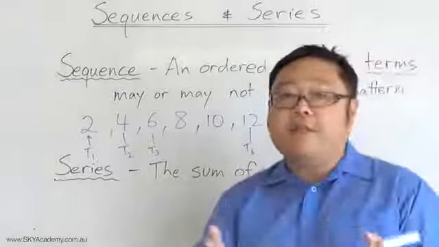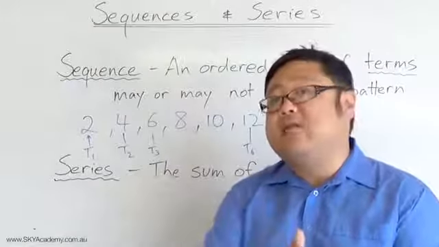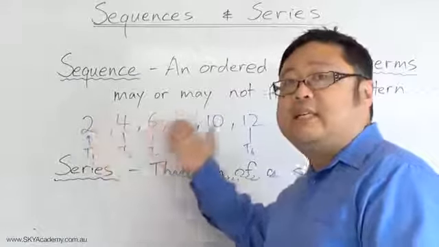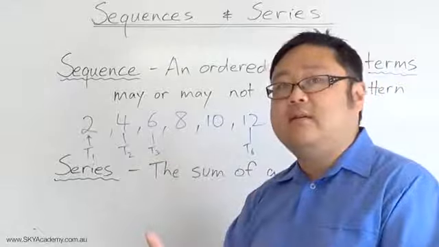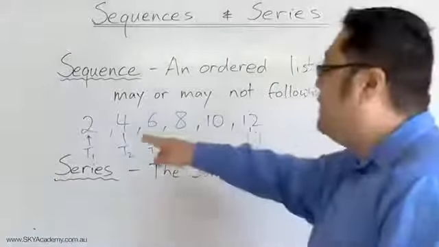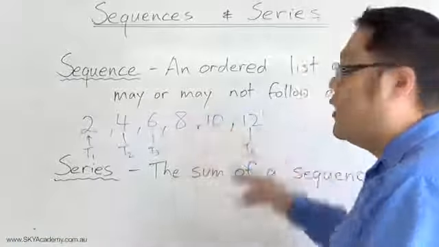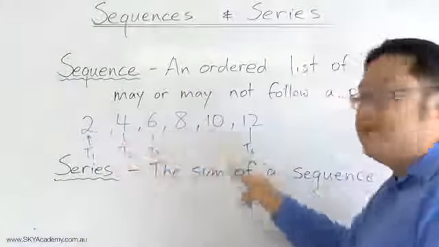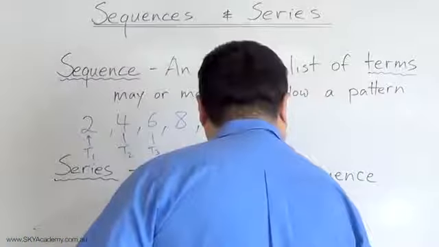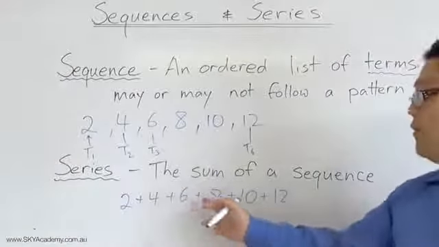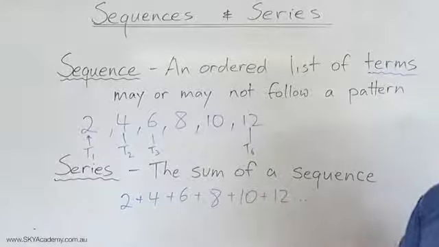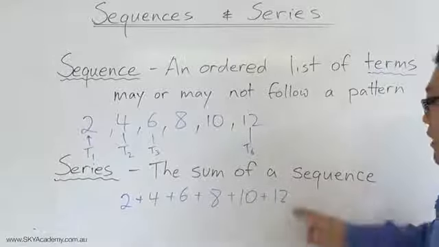Now, the other definition that we need to know is what a series is. And a series is really just a sequence expressed as a sum. So it's the sum of a sequence. So instead of 2, 4, 6, 8, 10, 12 being separated by commas, the series would look like this: 2 + 4 + 6 + 8 + 10 + 12 + etc. Does that make sense? Well, I hope so.